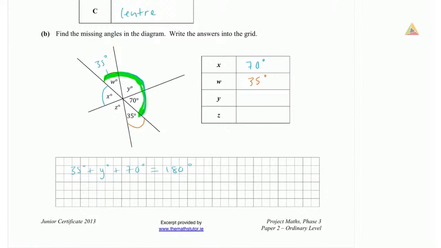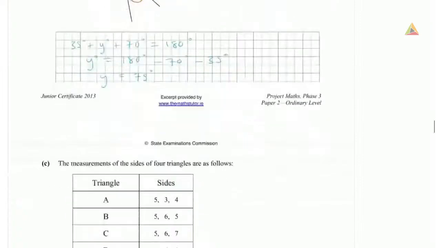So let's bring the numbers to one side and letters to the other. So Y degrees is going to be 180 degrees, take away 70 degrees, because I'm bringing it over to the other side, minus 35 degrees. So Y is equal to, put into your calculator, 180 minus 70 minus 35, and you will get 75 degrees. So Y is 75 degrees. Now, you can see here for Z, Y is vertically opposite Z. So that must mean that they're equal. So if Y is 75 degrees, then Z is also 75 degrees. So that's that full question done now.